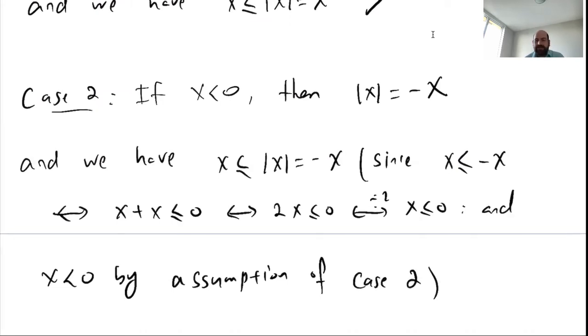So my claim was x is less than minus x. How can I prove this claim? If you do simple algebra, some simplification, x less than minus x turns out to be equivalent to x less than 0. But x less than 0 was my assumption in case 2, therefore it's true. And therefore x less than minus x is true as well.